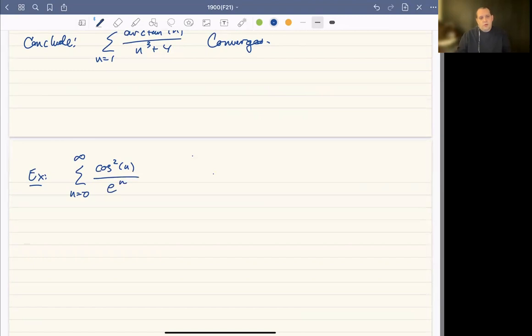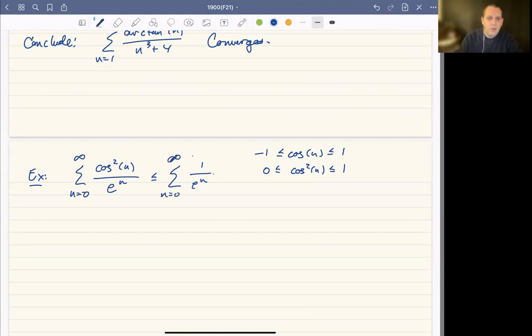And what inequality do we know about cosine and sine? Well, we know that cosine and sine of whatever value is always between -1 and 1. So cosine of n is always between -1 and 1. And therefore, when we square it, anything squared is greater than or equal to 0, but cosine squared is less than or equal to 1. So this tells us that the sum of cosine squared over e to the n is less than or equal to 1 over e to the n.